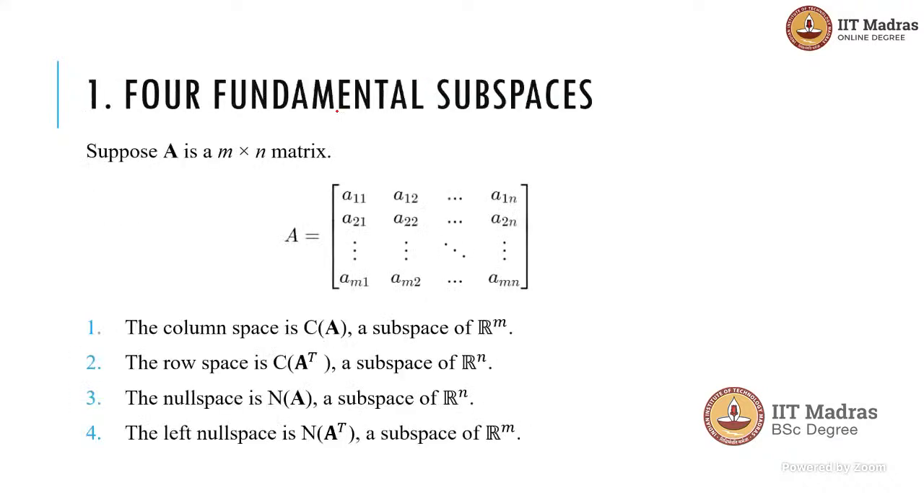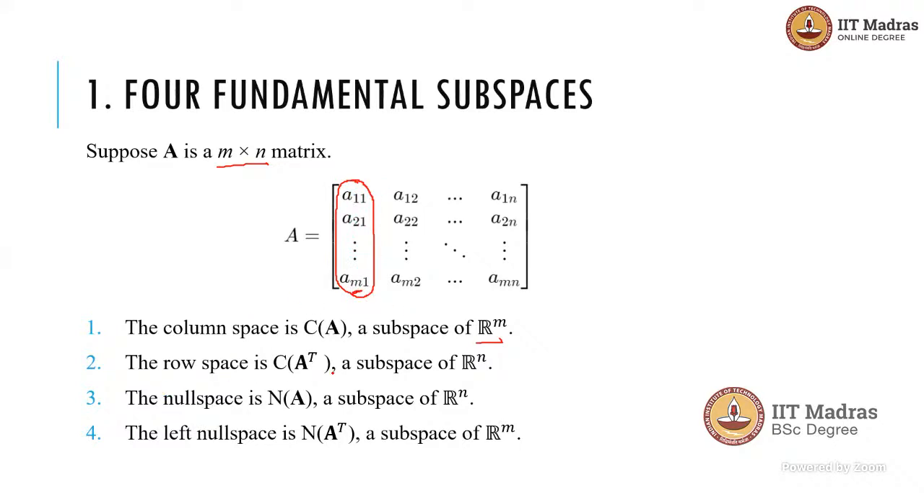In the 4 fundamental subspaces, we already know that the column space, row space, null space, and left null space are the 4 fundamental subspaces. For any given matrix A of size m cross n, the column space of A is a subspace of Rm. How do you say it is a subspace of Rm? A matrix is made up of many columns, and these column vectors consist of m elements. So it is a subspace of Rm.